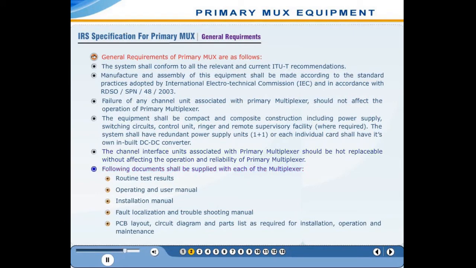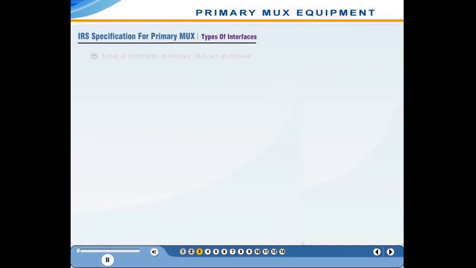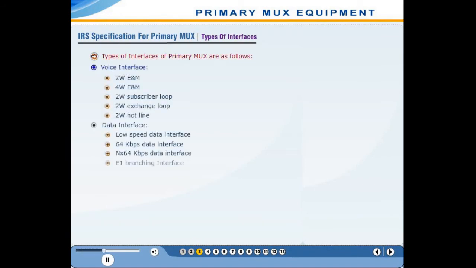Following documents shall be supplied with each of the multiplexer: routine test results, operating and user manual, installation manual, fault localization and troubleshooting manual, and PCB layout, circuit diagram and part list as required for installation, operation and maintenance. The types of interfaces of primary MUX are voice interface, data interface, digital subscriber line interface.